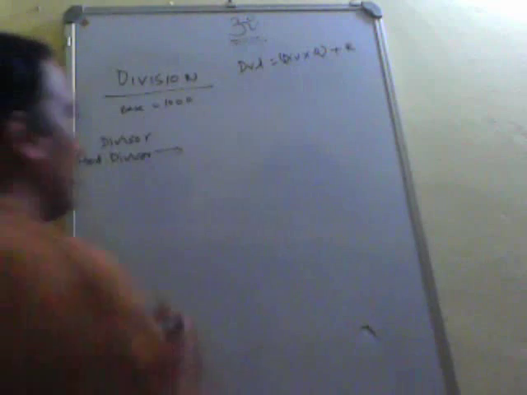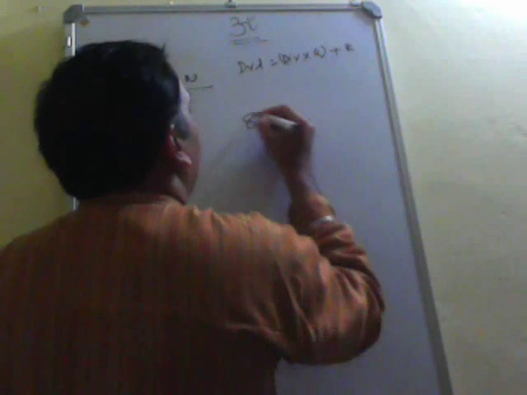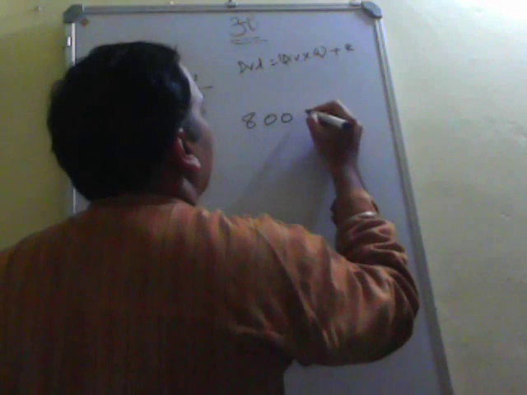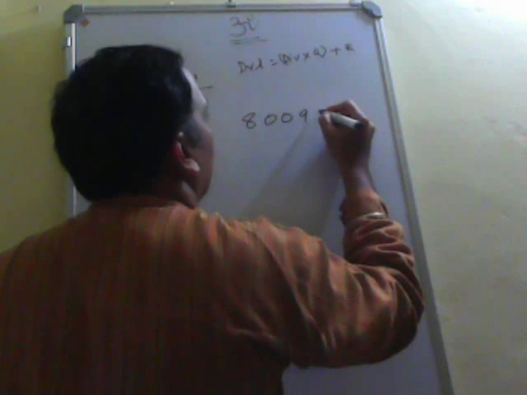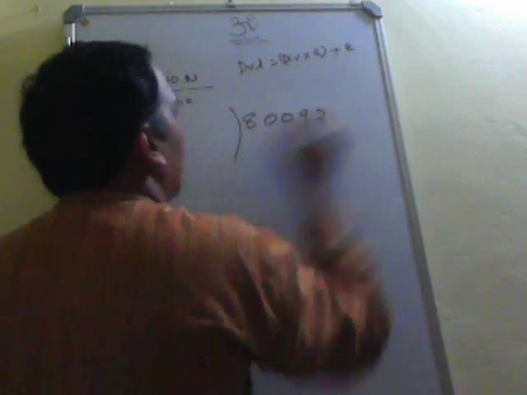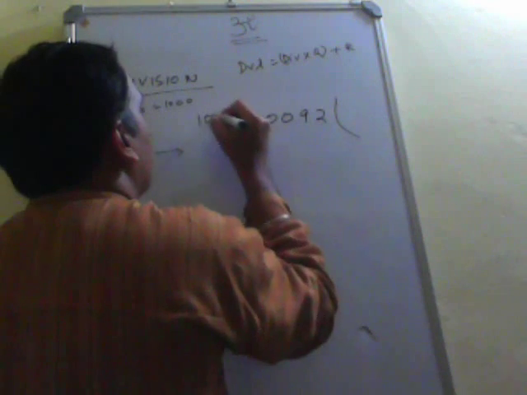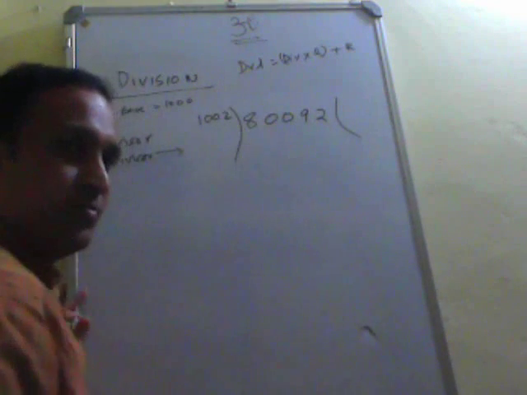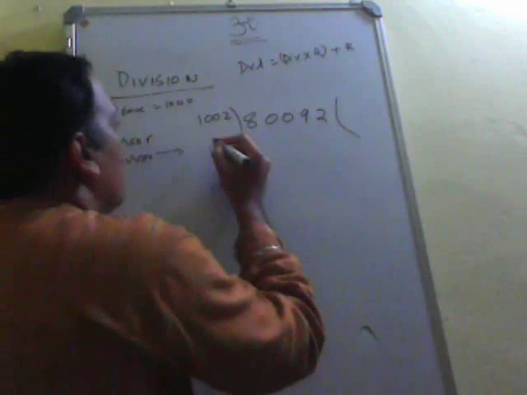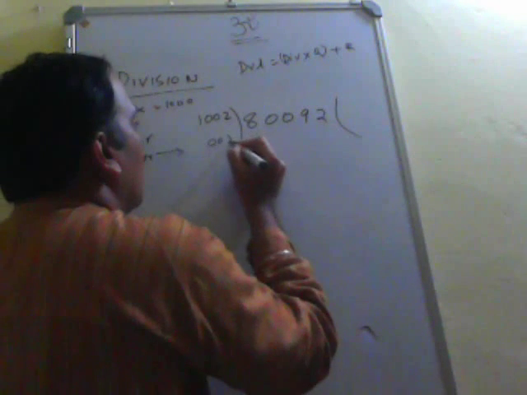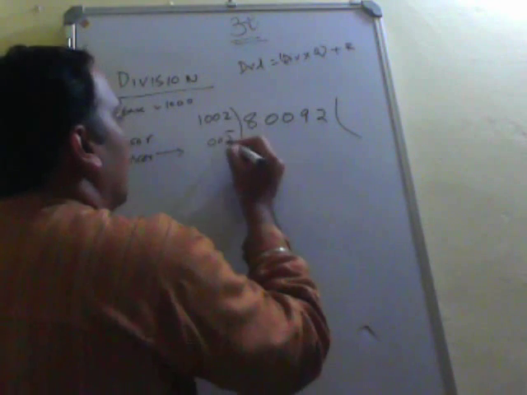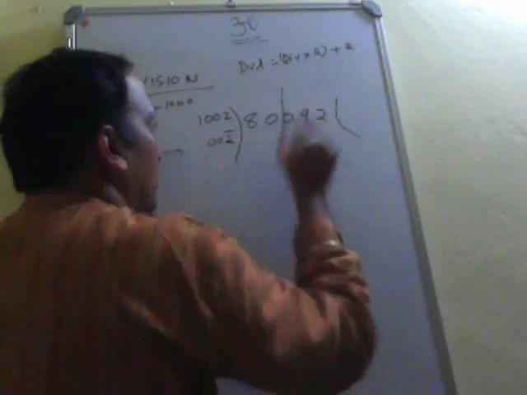When the divisor is greater than the base, 8092 divided by 1002. This will be 002 bar. Okay. Cut it here.